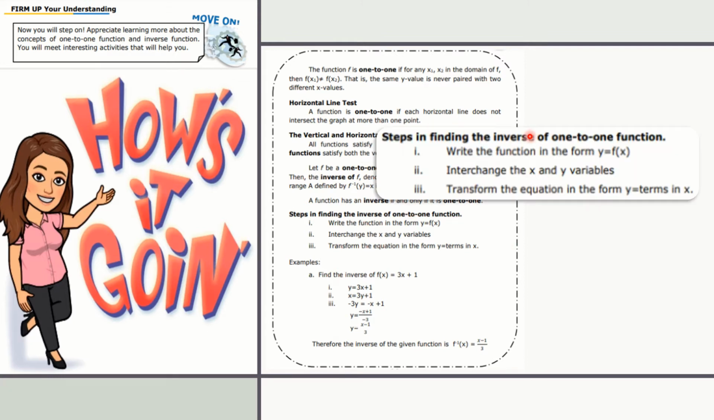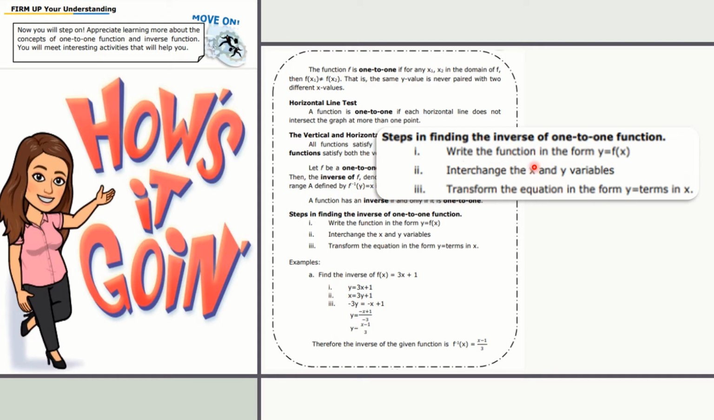Steps in finding the inverse of a 1-to-1 function. We only have 3 steps. The first 2 steps are very easy. We will be spending more time on the third. But if you practice on more problems and get the hang of it, then the third one will be easy for you. It's only at the beginning where it's difficult, but eventually, when you practice, in the end it'll be easier.